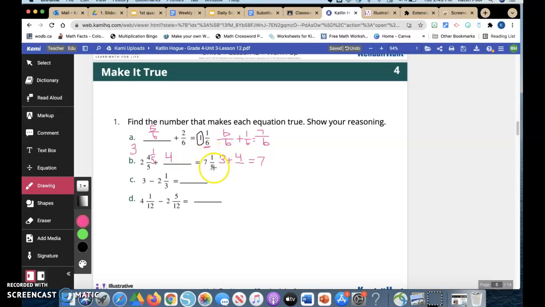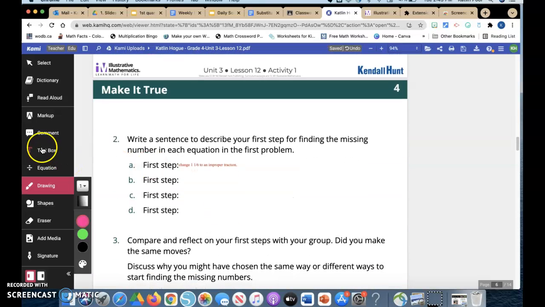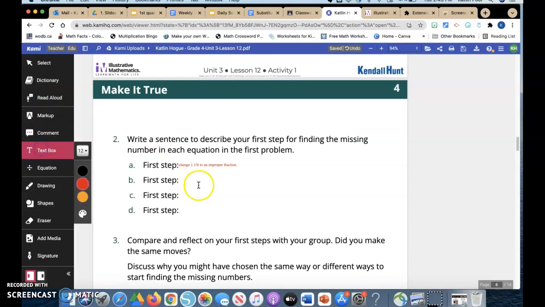And we see that there is 1/5 in our answer, and we borrowed 1/5. So, if we put the 1/5 and 1/5 together, we get 2/5. Our first step for this problem was to change 2 4/5 to 3 wholes. That was our first step.